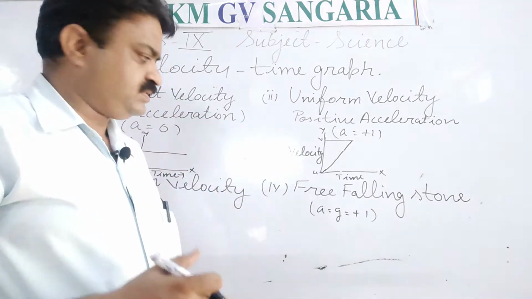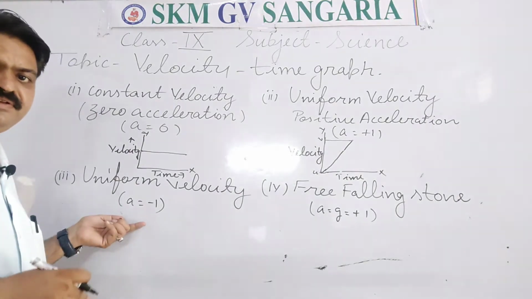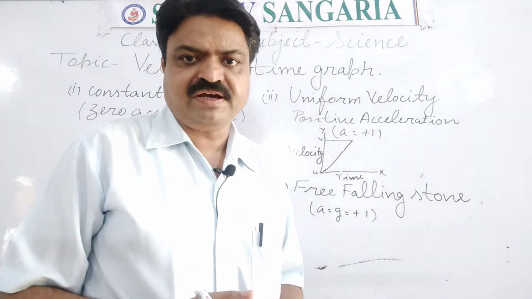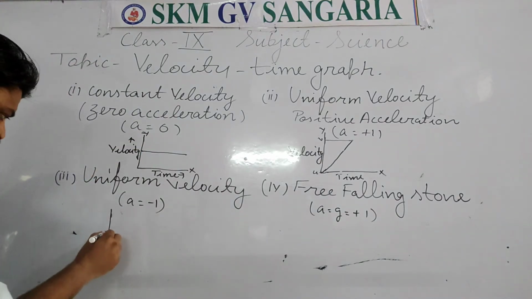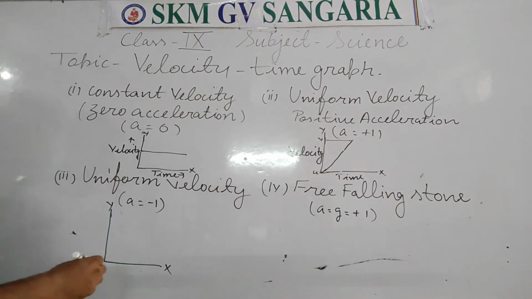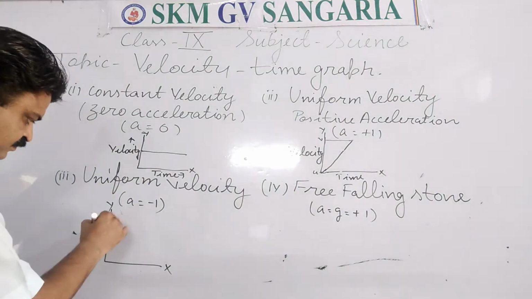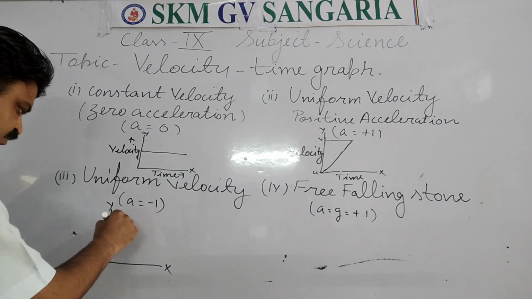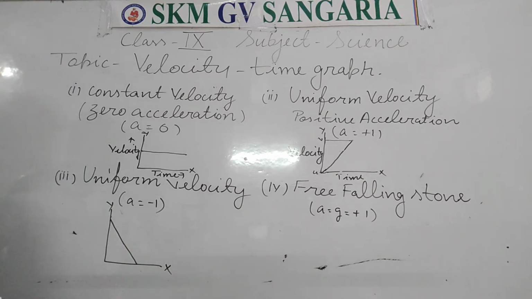Now we come to the next, uniform velocity change, but the acceleration is negative here. Acceleration is negative here, student. So in the case of negative acceleration, the graph that we will get here, first we will draw the x-axis and the y-axis. In this graph, the initial velocity of the object is decreasing according to the time, and this type of graph we will get in this.